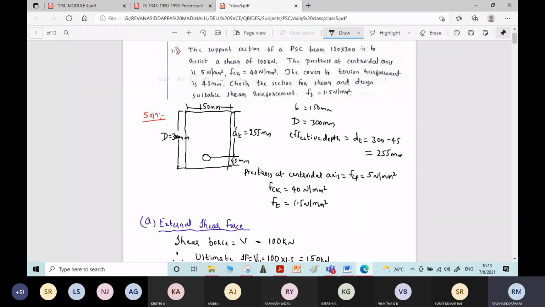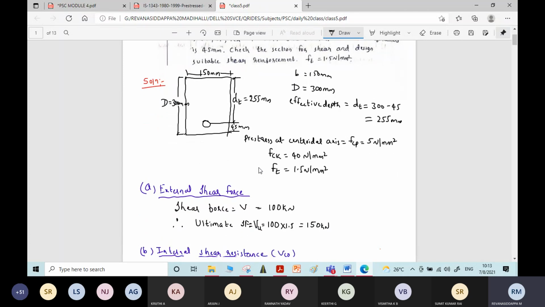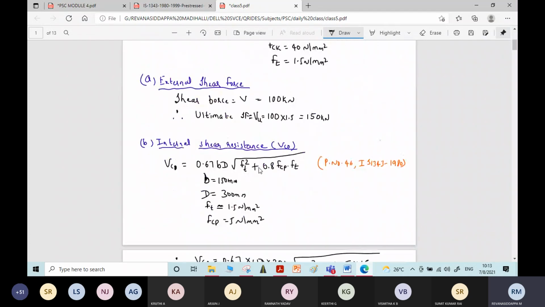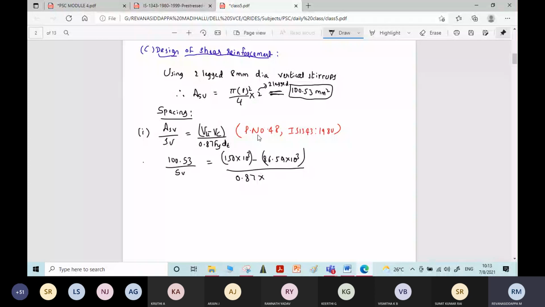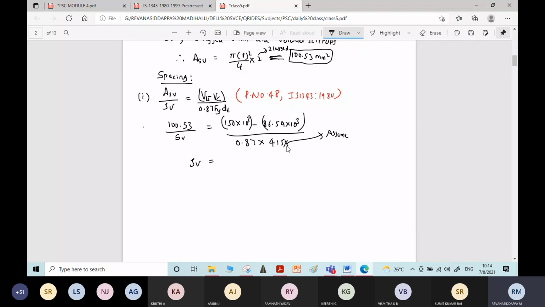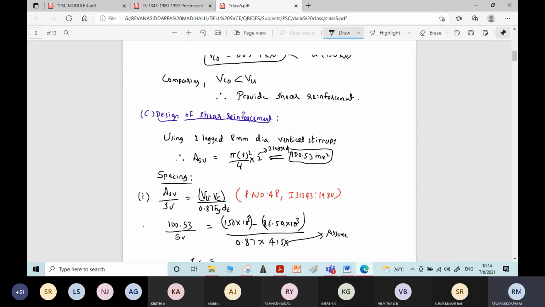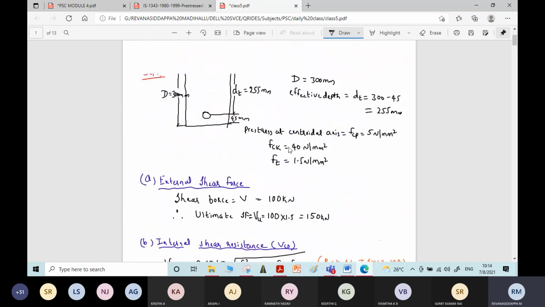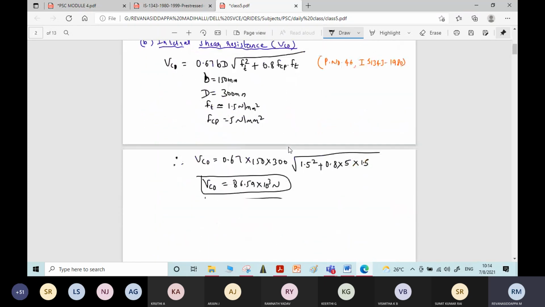Fi not given, no? Grade of steel. We will assume 415 if it is not given. Okay. Into 415. What is the spacing we will get? 145.9. Fi into dt, I forgot. Sorry. Dt means effective depth. It was 255 into 255.